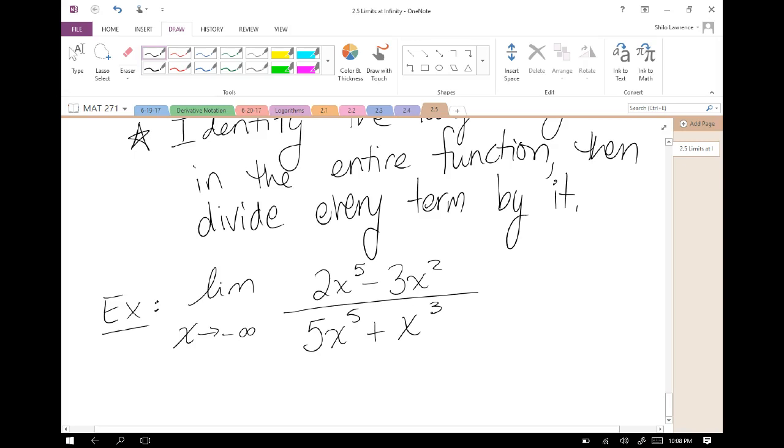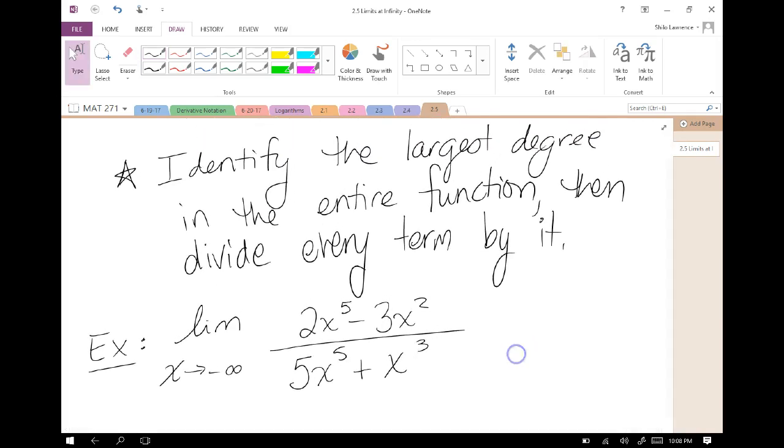Now, we probably know the answer already because we learned the shortcut method, but I just want to show you an example that we can work without memorizing any shortcut methods. This purely analytical calculus method. So the analytical calculus method says identify the largest degree in the entire function. The biggest power in the entire function is 5. So we're going to divide every term by x to the 5th.